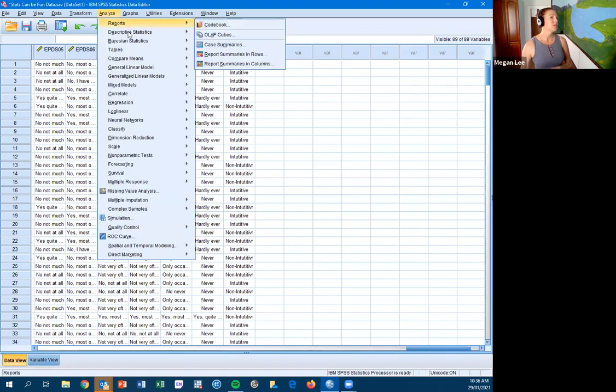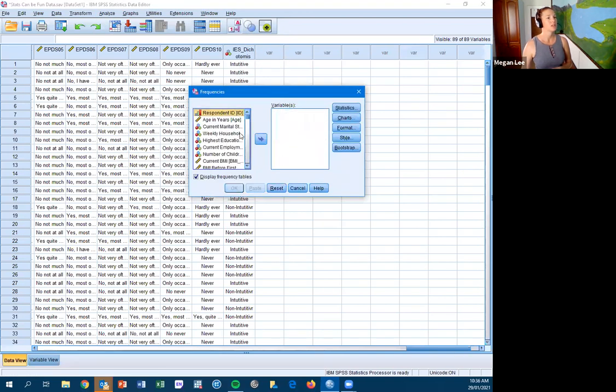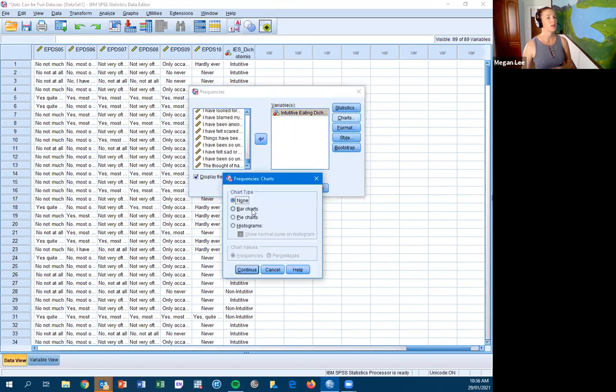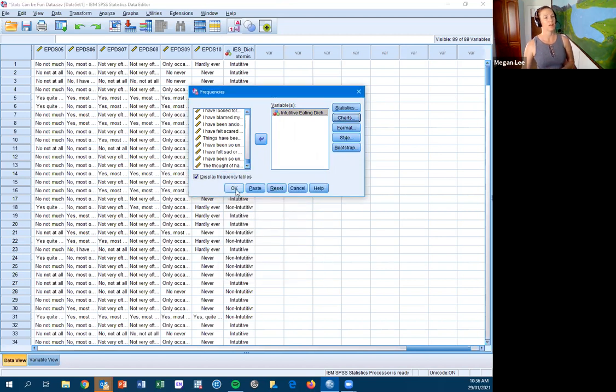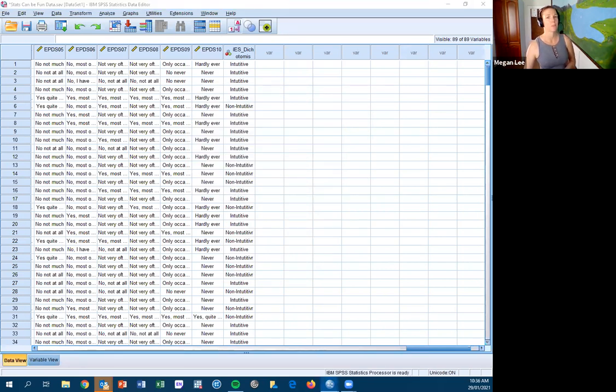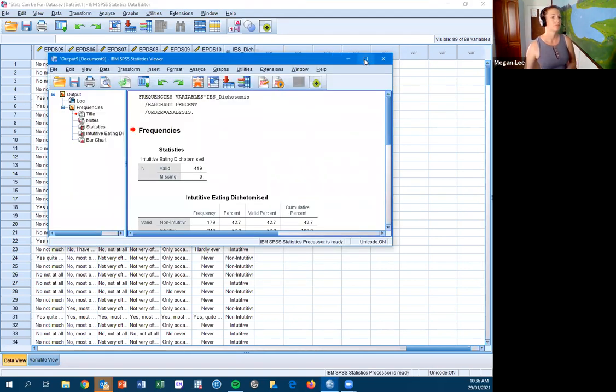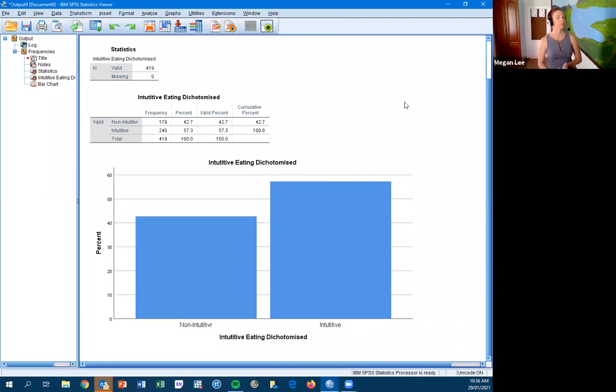Then we want to go Analyze, Descriptive Statistics, Frequencies, throw our new variable into the variable box and get a bar chart of percentages. This will tell us how many we have in each category. There we go. So now instead of seeing this intuitive eating scale on a continuum, which is really hard to interpret, we now can see how many women we have who are intuitive eaters and how many are not intuitive.